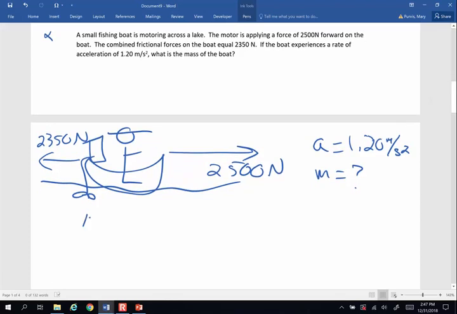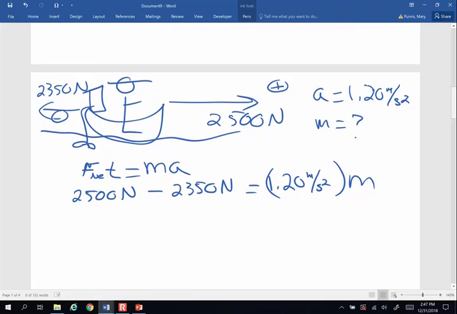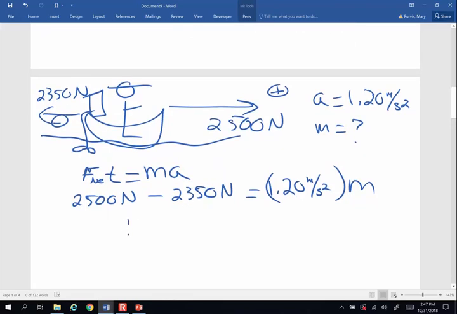It is the net, or the unbalanced force, that is going to make the mass accelerate. So one more time, I'm going to call forward positive, backwards negative, 2,500 newtons minus 2,350, and yes, I know you probably did that in your head, but I want to make sure you are set for when the problems get trickier, and they will. Okay, acceleration times mass. So 2,500 minus 2,350 is 150 newtons.